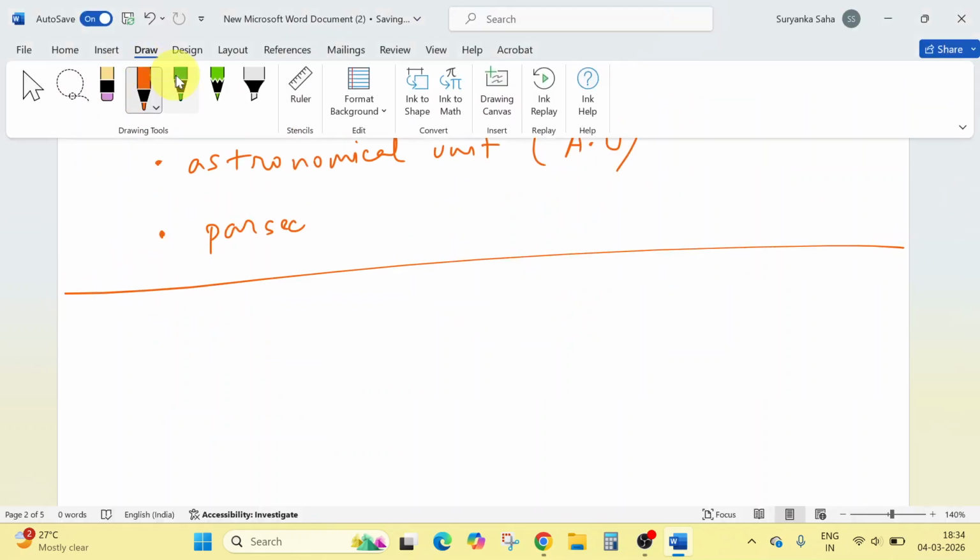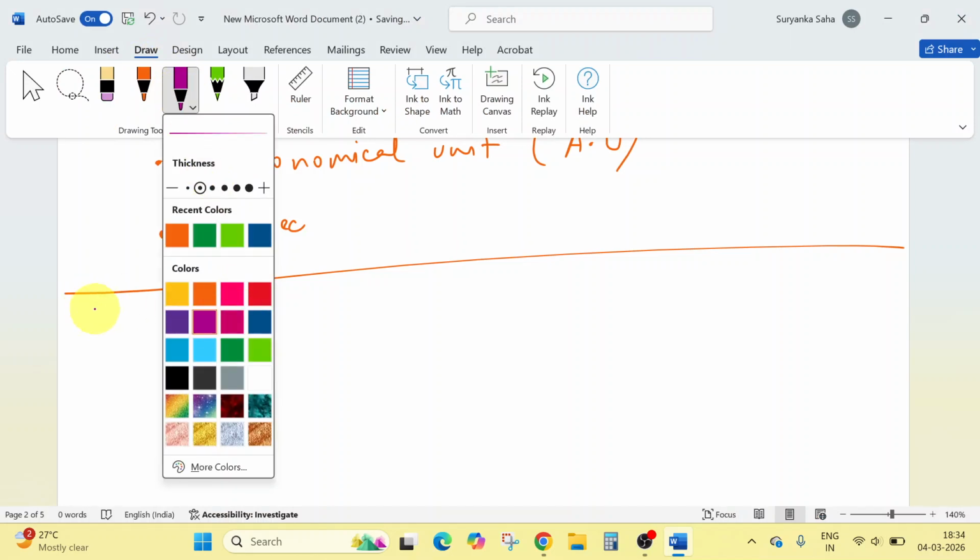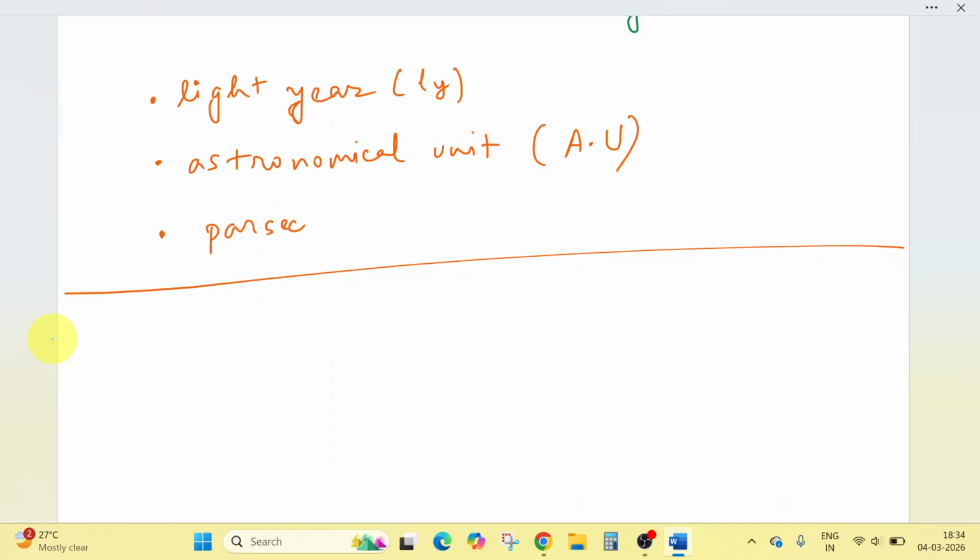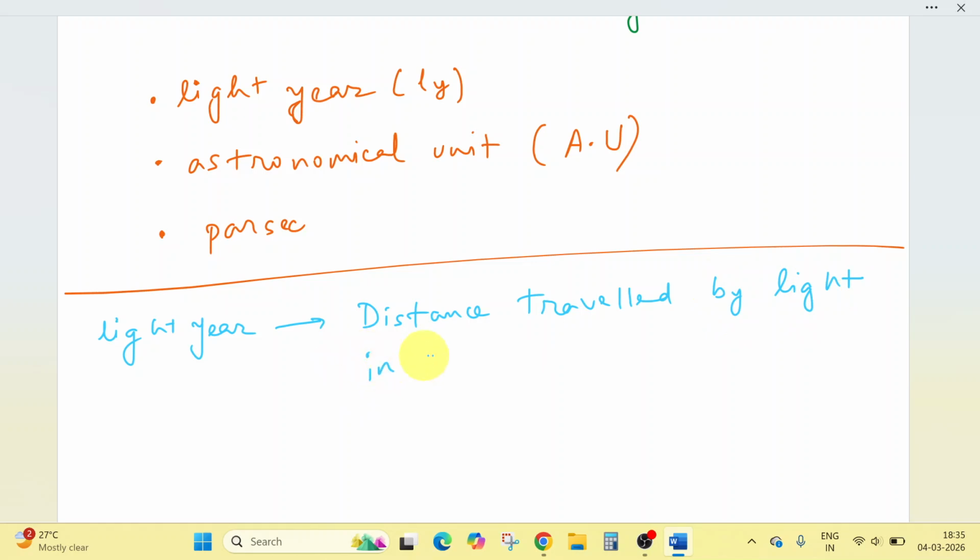You see, light year is basically the distance traveled by light in 1 year. Distance traveled by light in 1 year. Now light year is a unit.